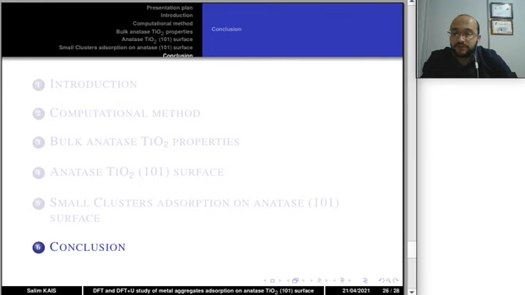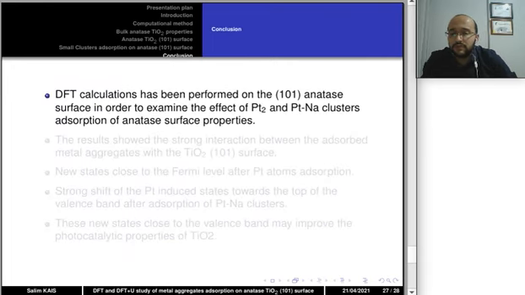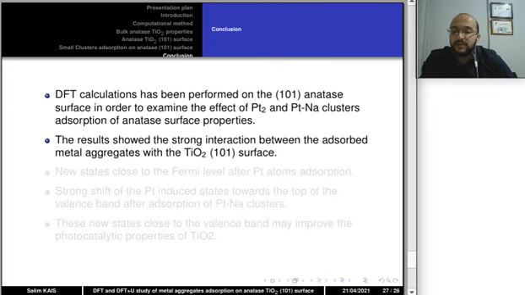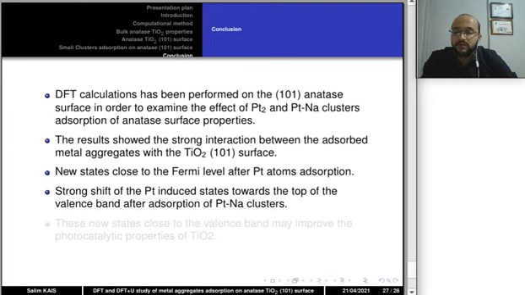In conclusion, DFT calculations have been performed on the 101 surface of anatase in order to examine the effect of platinum dimer and platinum-sodium cluster adsorption on anatase surface properties. The results show a strong interaction between the adsorbed metal aggregates and the titania 101 surface, which is characterized by the introduction of new states close to the Fermi level after platinum atoms adsorption, and the strong shift of the platinum-induced states toward the top of the valence band after adsorption of the platinum-sodium cluster.